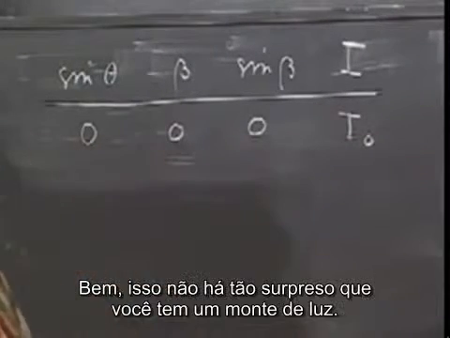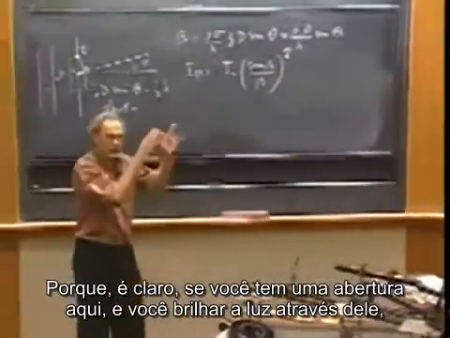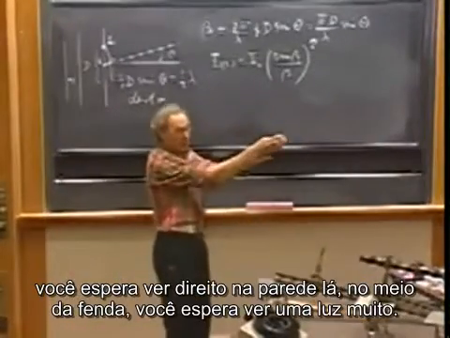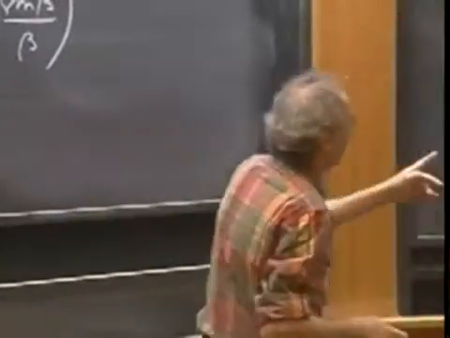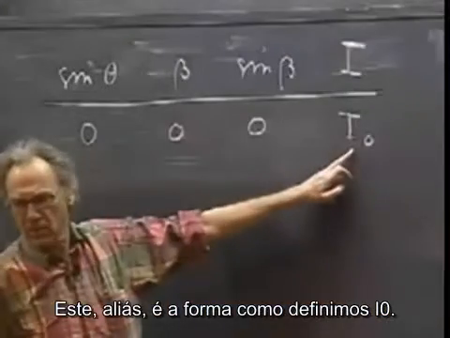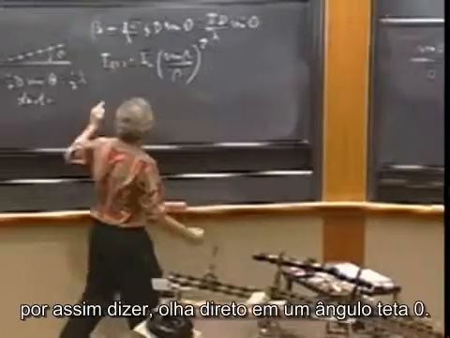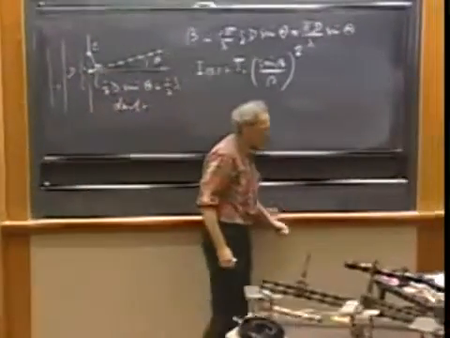Well, that's not so surprising that you have a lot of light there, because, of course, if you have an opening here, and you shine light through it, then you expect that you see right on the wall there, in the middle of the slit, a lot of light. So that's not so surprising. This, by the way, is the way that we define I0. So I0 is defined as that maximum that you will see when you, so to speak, look straight forward at an angle theta 0. That's the way we define I0.